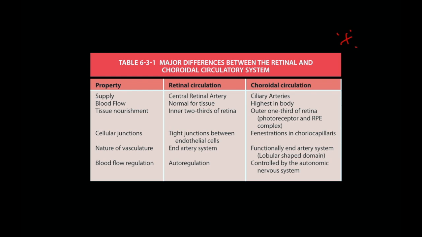Important differences between retinal and choroidal circulation. As I already mentioned, the inner 6 layers are supplied by the central retinal artery, and the outer 4 layers with the choroid are supplied by the ciliary arteries. Choroidal circulation is the highest in the body. I've discussed this previously. In fact, the uveal tract has the maximum blood supply. Okay?